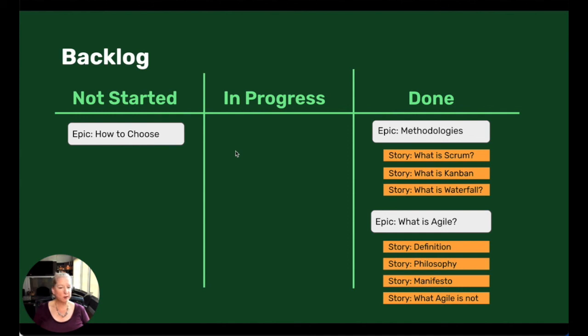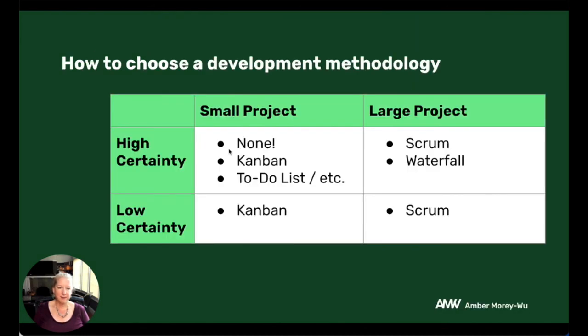Okay, we have finished our second epic, methodologies. So now we're going to move on to our final epic, which is how to choose. You've learned a whole bunch of different things. How do we put this into practice? So here's a matrix that you can use to think about things.